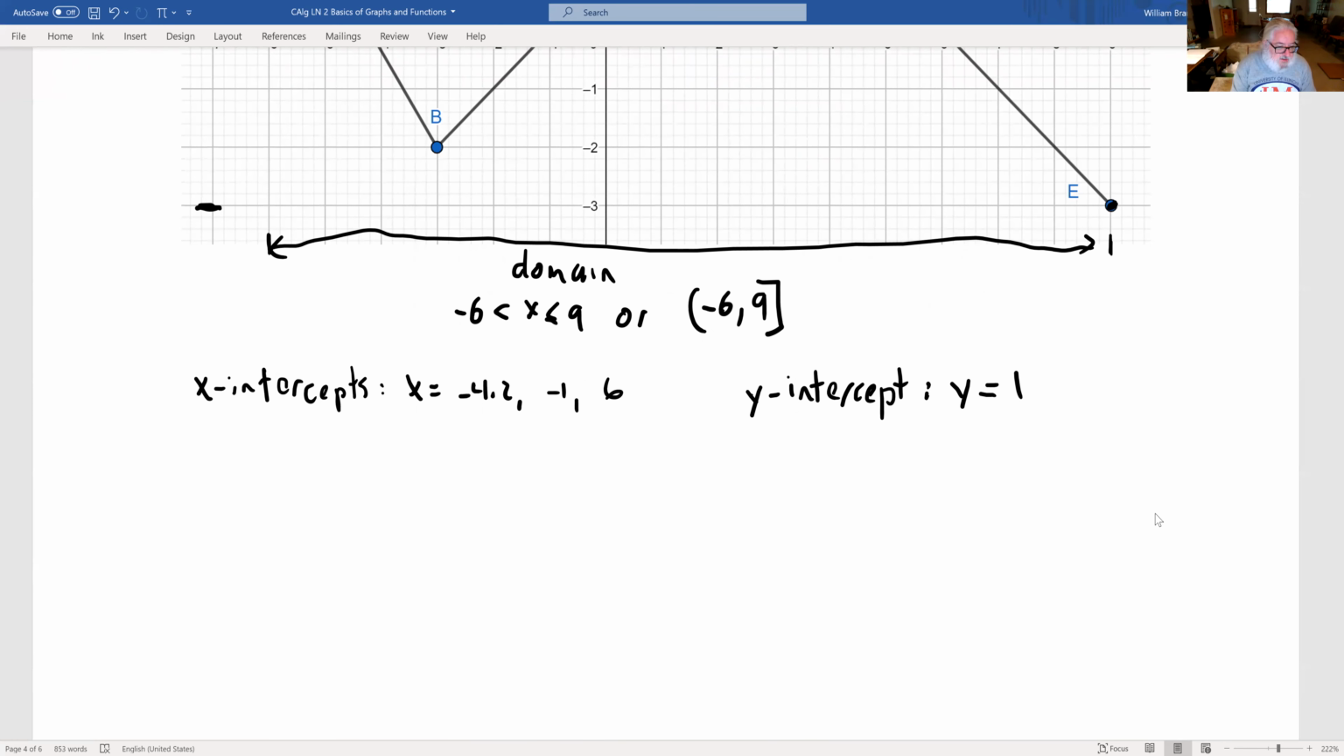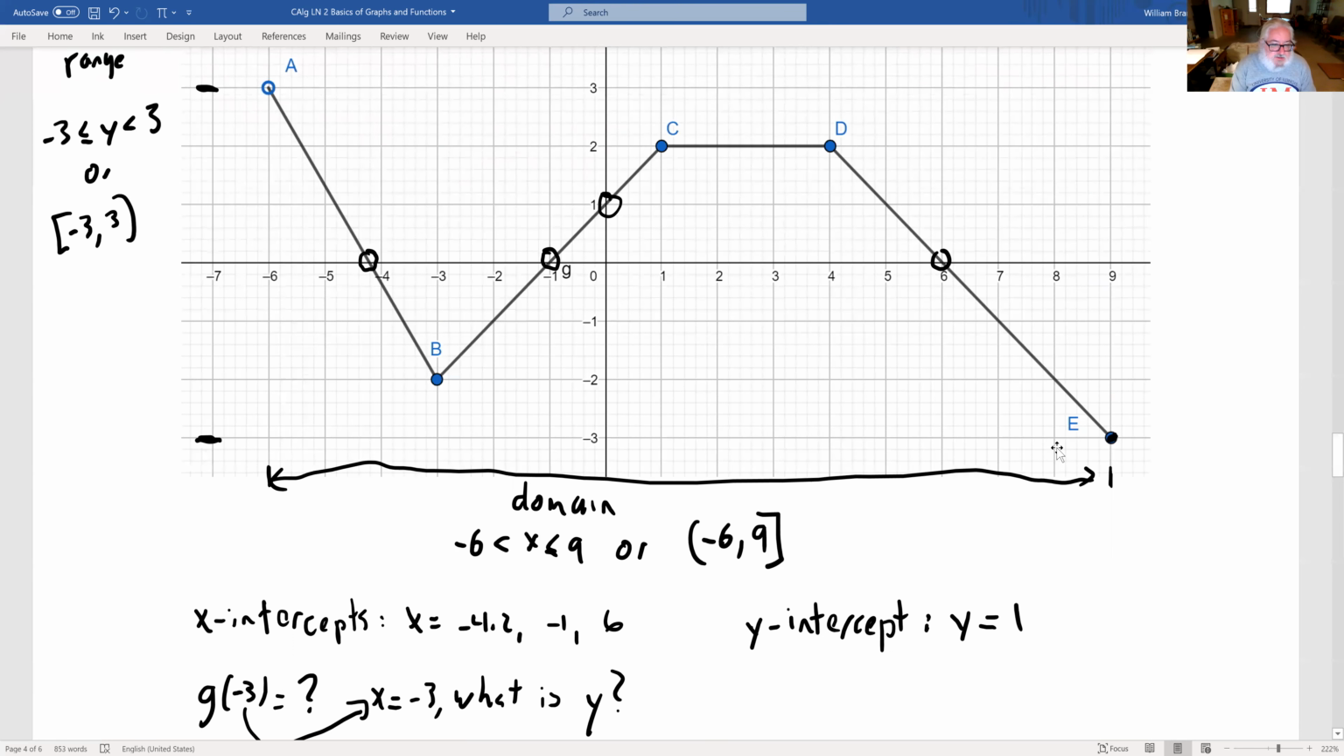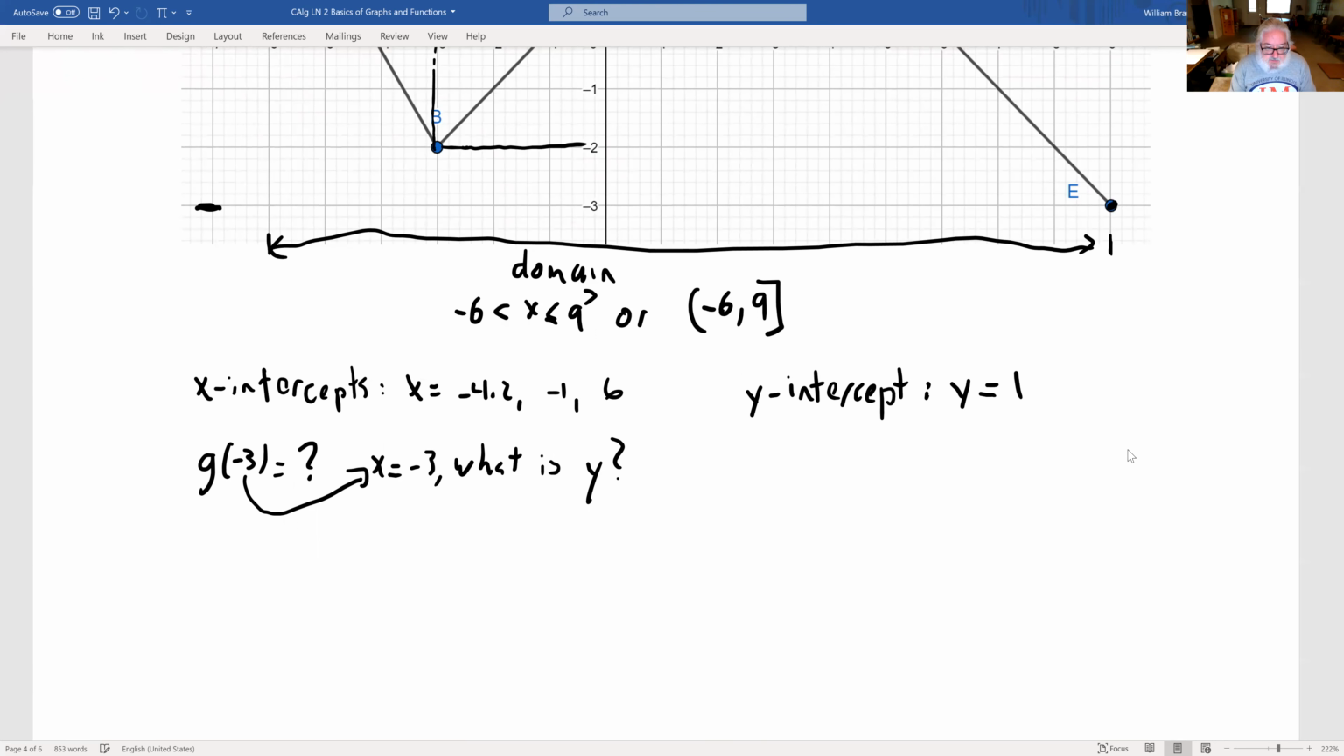So what does that mean? g of -3 equals what? Well, this expression is telling me that x equals -3, and I want to know what the y value is. And we know how to read a graph now, right? If we go to x equals -3, so there's x equals -3, we can go up or down to the graph until we hit the graph. And then we go over to the y-axis to read off the number. So g of -3 equals -2, because that's what the y value is.